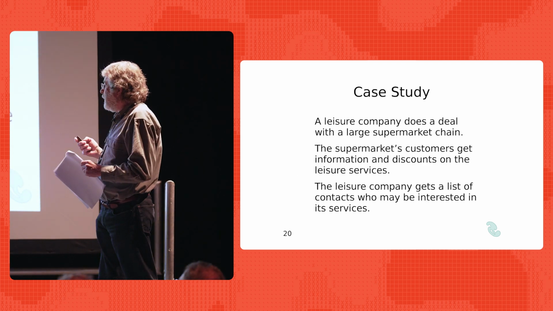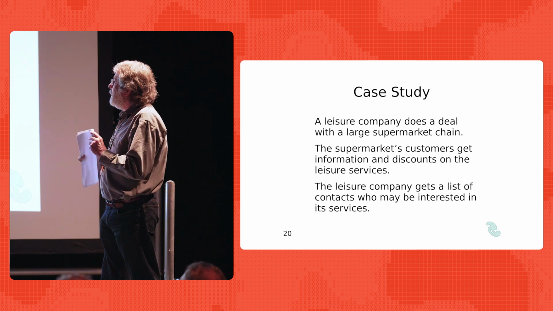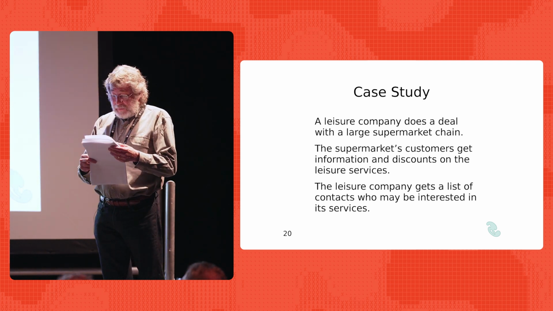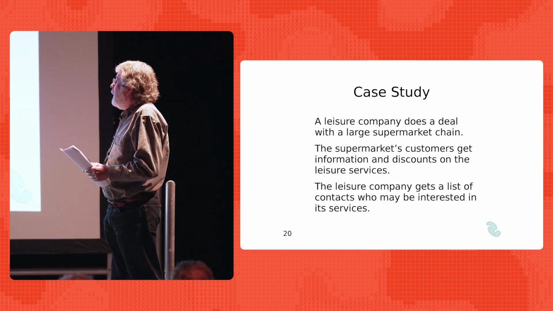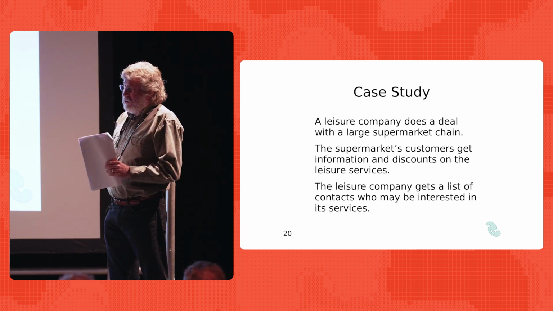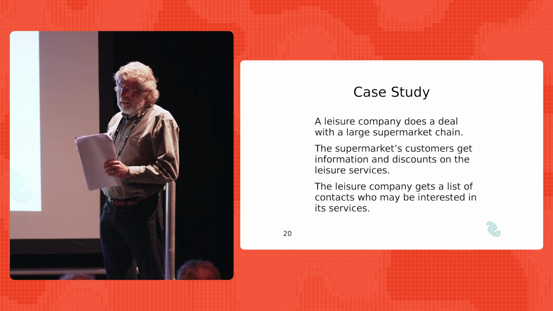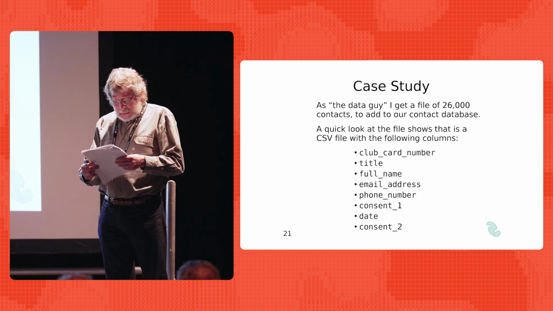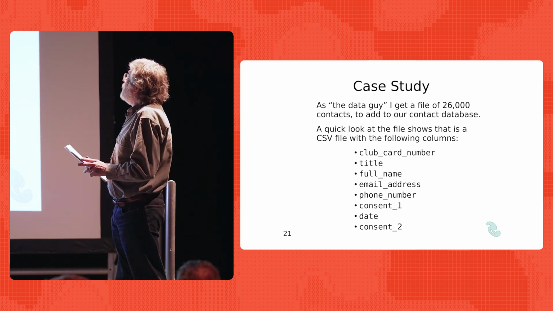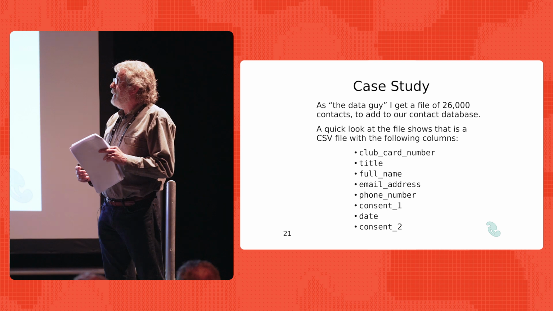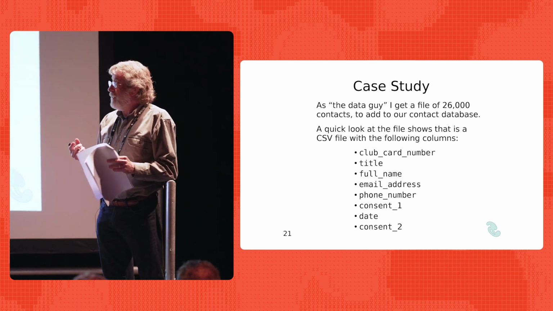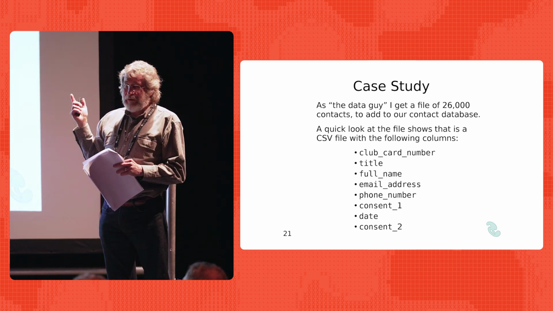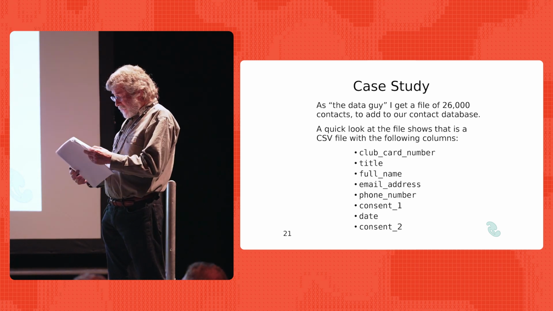So I'm going to illustrate this with a case study that I actually did. It's for a leisure organisation that did a deal with a supermarket chain. And the supermarket's customers got information and discounts on the leisure facilities. The leisure company got a list of contacts. I was helping out a team and they didn't really know what to do with it. And I got this file of 26,000 contacts to add to our database. So I had a quick look at it. Nice, simple structure, just a few fields.